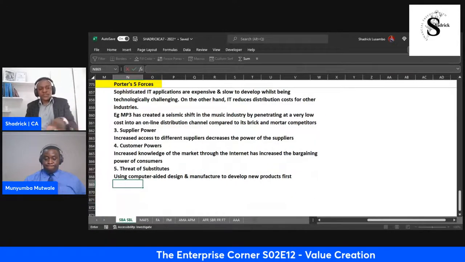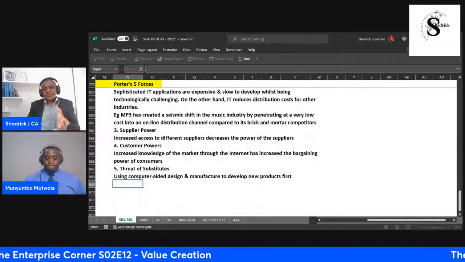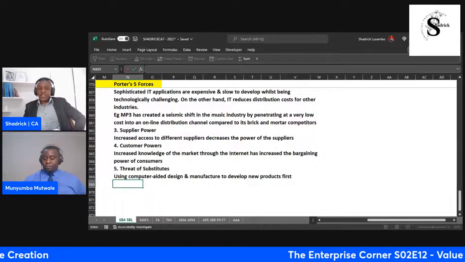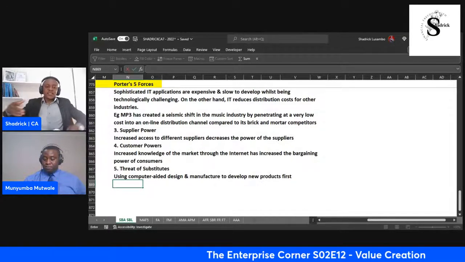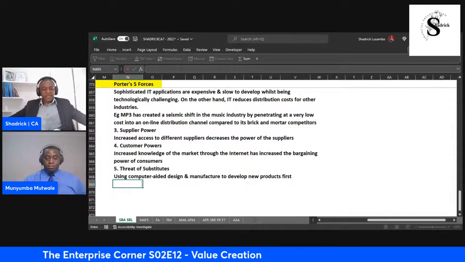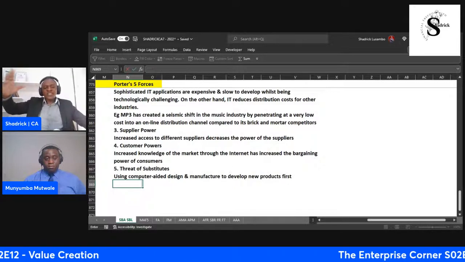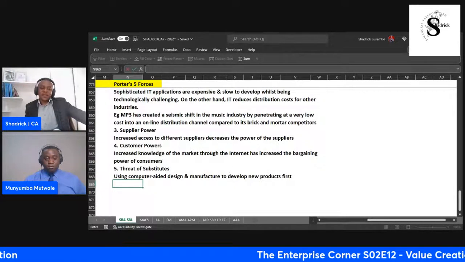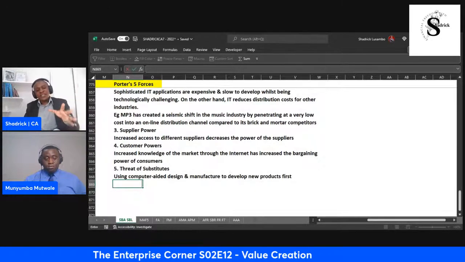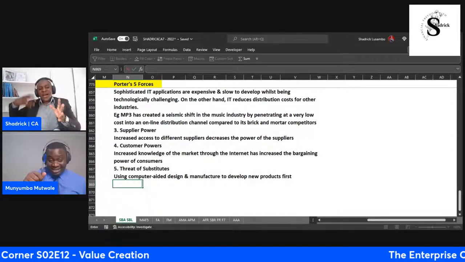But also, threats of substitutes. Using computer-aided design and manufacturing to develop new products first is key for you to succeed in this area. Like I was telling you guys, from the time I started, I was one of the few people to lecture online to accounting students. Now we have a lot of people. But what has kept me almost on top of the business is partly that I've made use of technology. Technology helps. So make use of technology, but also master the art.